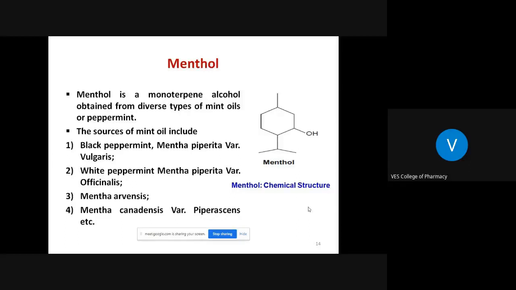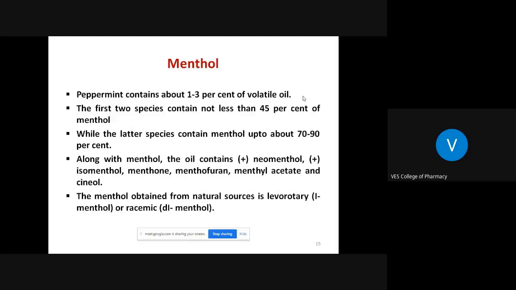So if you see the chemical structure of menthol, it is a monoterpene containing alcohol as a functional group. So it is an alcohol containing volatile oil. It is a monoterpene oil. Now, what are the chemical constituents or the properties of menthol? Menthol comes from peppermint oil. It contains around 1 to 3% of volatile oil.